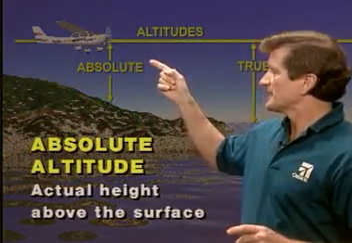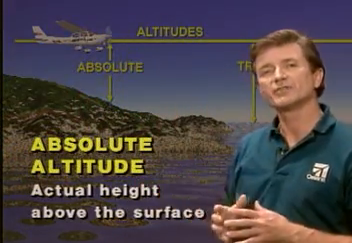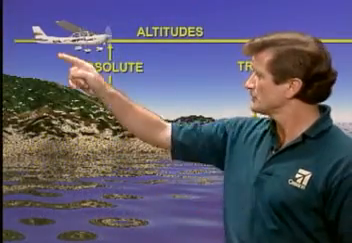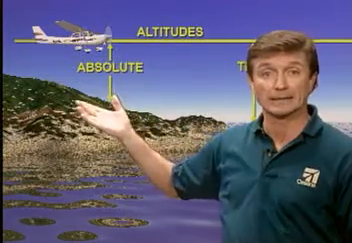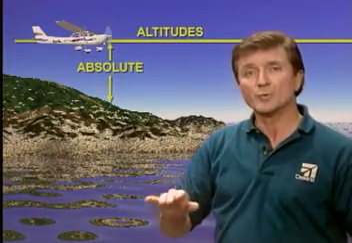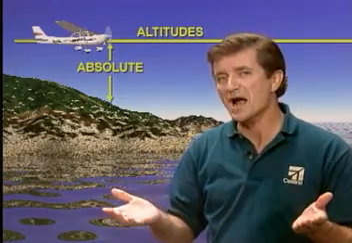Absolute altitude is the actual height above the surface. Of course, if you were crossing a mountain range, your absolute altitude would change rapidly. If you were over the ocean, then your absolute altitude would be the same as your true altitude.